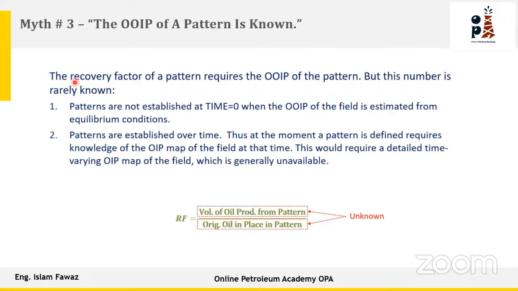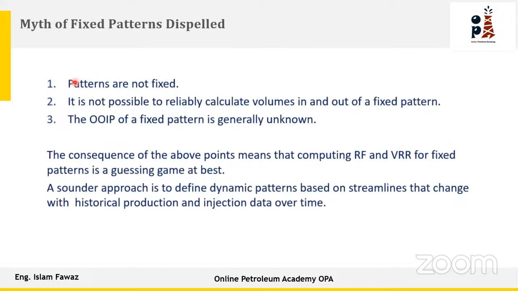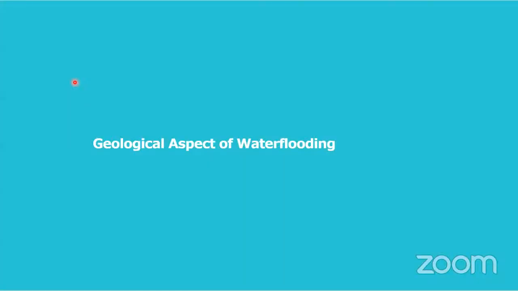So the recovery factor is the volume produced, as I said, divided by the original oil in place in the pattern here. Those two points are unknown. So I wanted to tell you the message of the fixed pattern here: patterns are not fixed over time. You have to run a streamline to quantify. If it's not possible, you have to calculate the volume and monitor this with the surveillance data. And the OYEB of the fixed pattern is generally unknown, so computing the recovery factor and the VRR for a fixed pattern is a guessing game at best. Okay, this is my message from the previous slide.